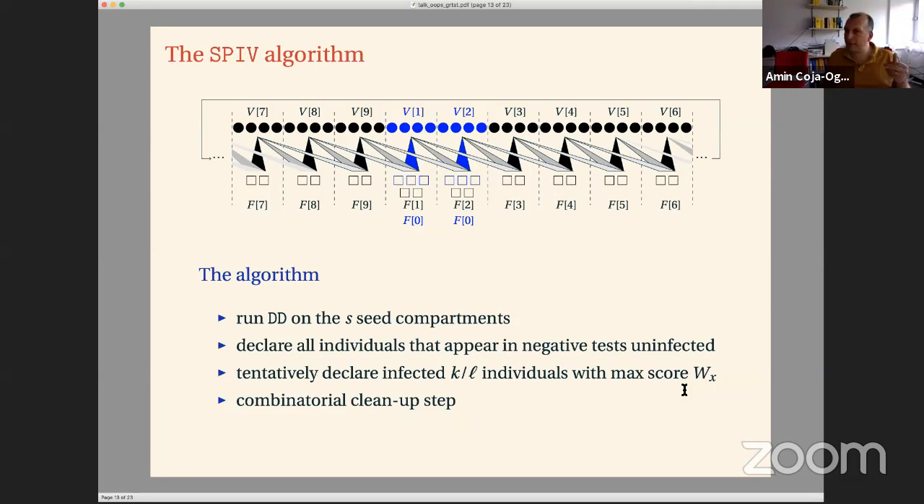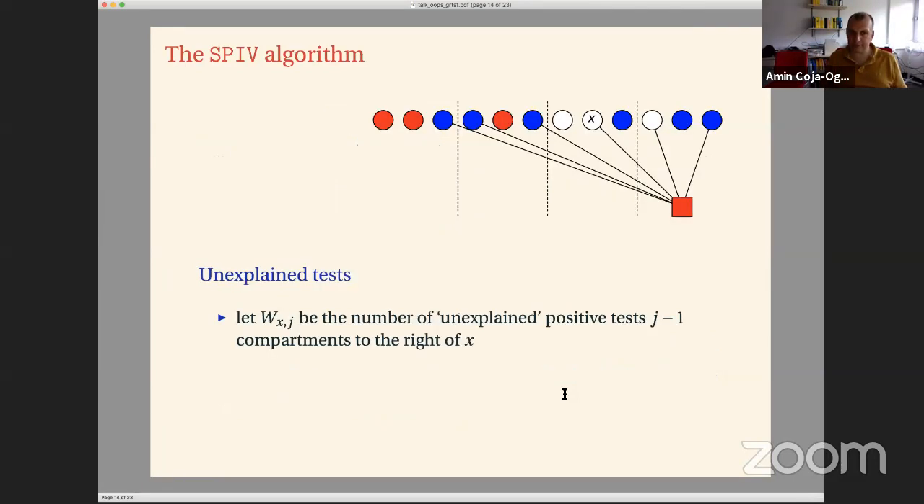Unfortunately, we are going to make some mistakes in this process. We are not going to be 100% accurate as we move along the ring. But luckily, thanks to the expansion properties of this random graph, there's a combinatorial cleanup step that we can use in order to finish the job and correct, after we are finished with the ring, any mistakes that we might have made. So how do we define this score? That's of course the difficult bit in the description of the algorithm.